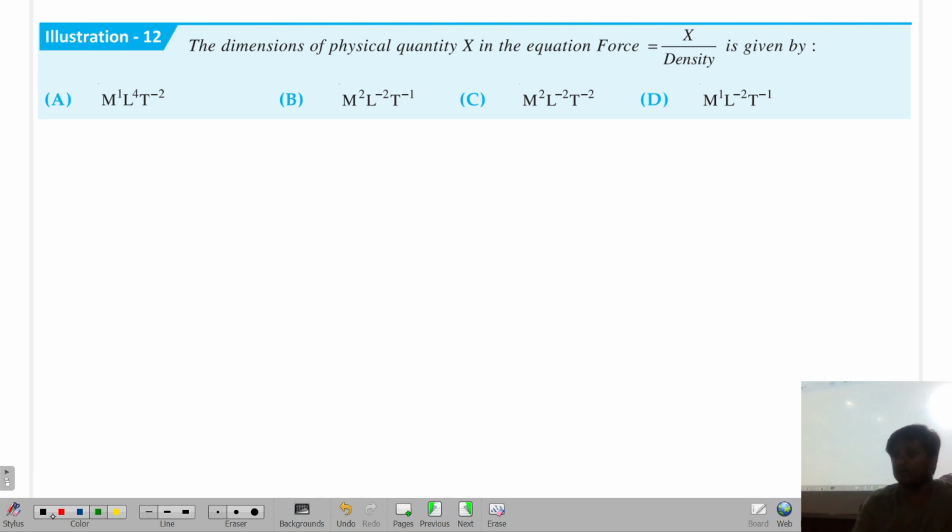I'll kill you if you look into Ganesha's copy, and if you are replying, do your own work. Sir, option B. Yes, option B. Yes, sir. X is equal to force into density.